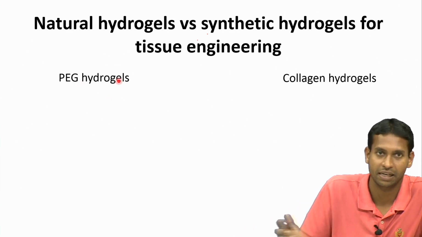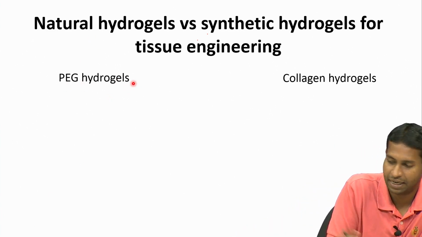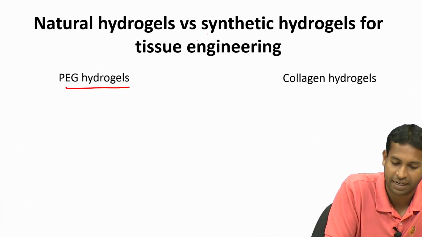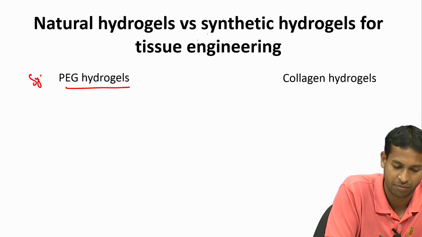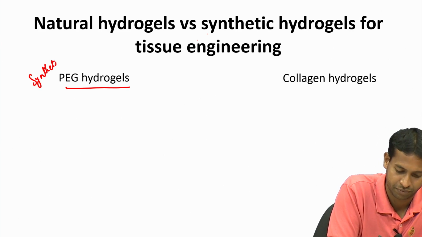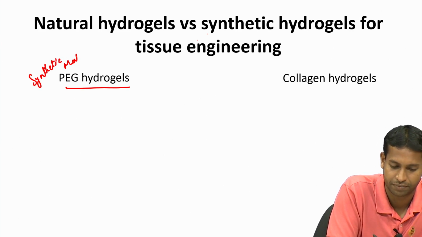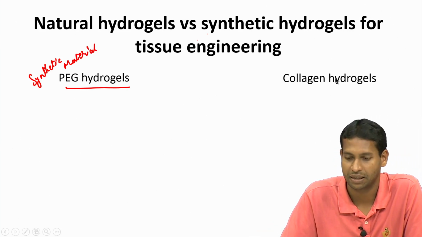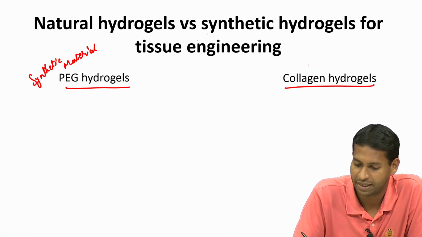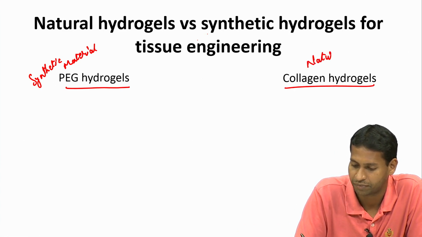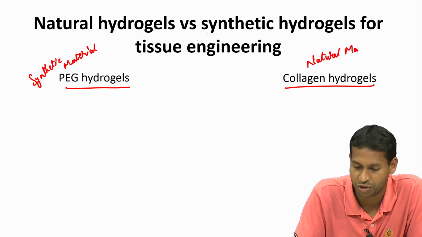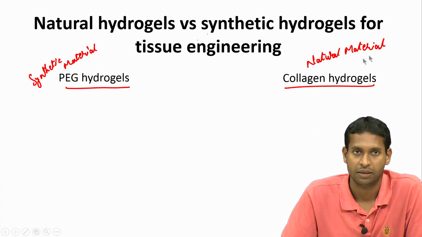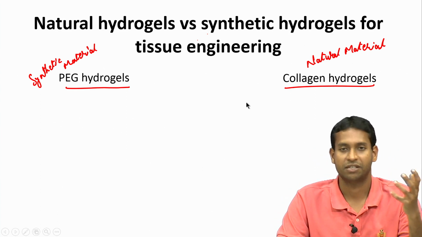So, one is a PEG hydrogel, where we are looking at a synthetic material, and another is the collagen hydrogel, which in this case is a natural material. Collagen is of course one of the most abundant proteins in our body. So, how do these hydrogels differ?